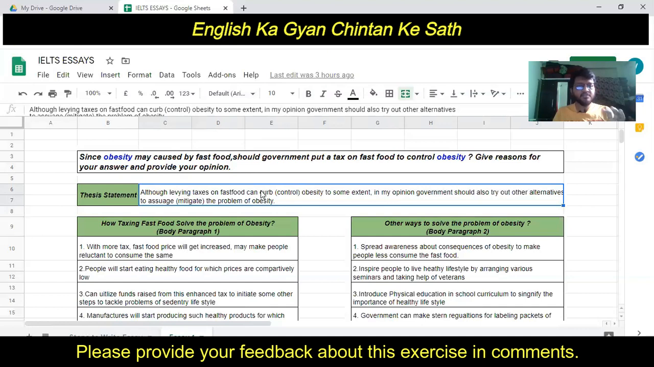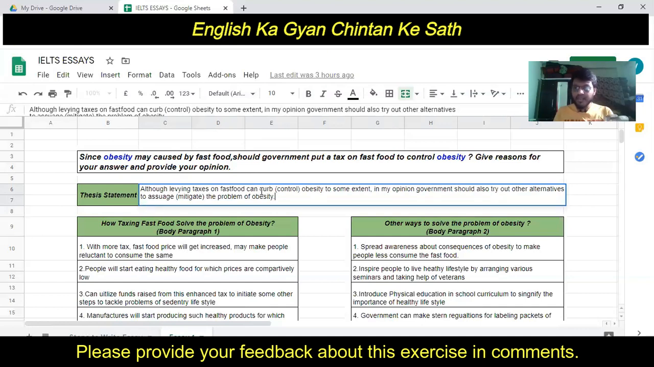So here, as I have said, definitely applying taxes on fast food can control obesity to some extent, but the government should also try to find some other alternatives to assuage. This word we have already covered, and it means to mitigate, to control the problem of obesity. In my essay, I'm going to write about 2 different things: how applying taxes on fast food can control the problem of obesity, and what other ways the government can adopt for the betterment of this obesity problem.